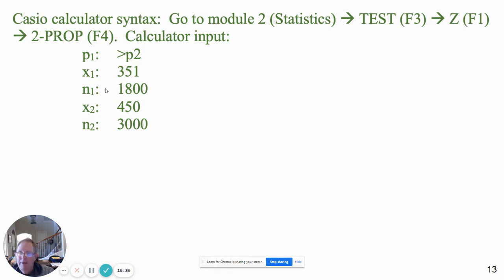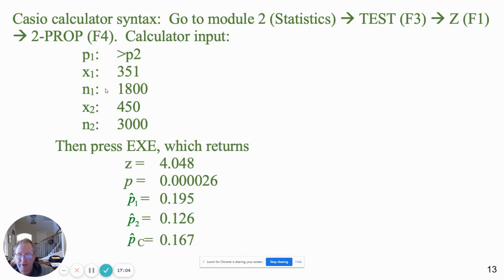Now I put my number of successes, x1, that's 351. I put the sample size for the first sample, 1800. Then I put the number of successes in the second sample, 450. Then I put the sample size for the second, and that's 3000. Okay, I've loaded up all my data. Then I hit execute, and it returns this.